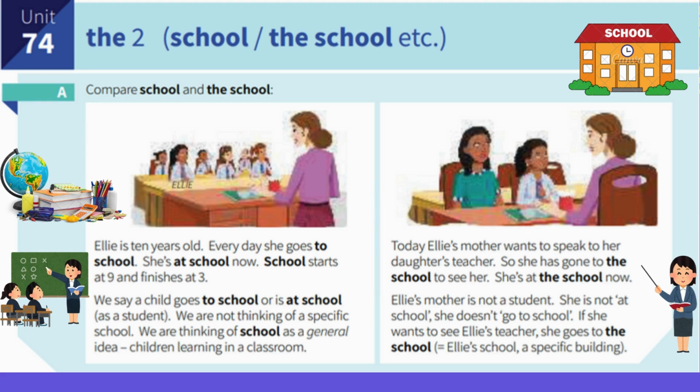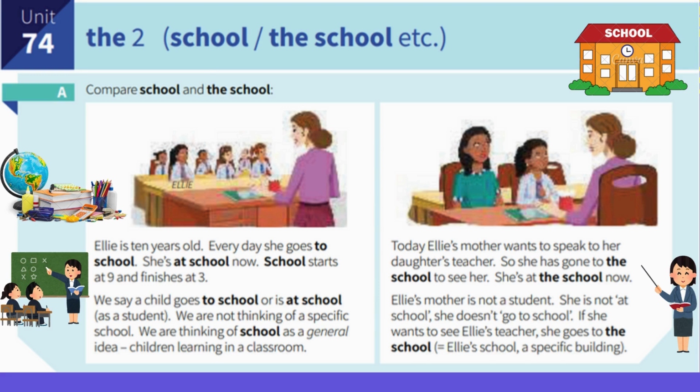For example, Ellie goes to school from 9 a.m. to 3 p.m. She loves being at school with her friends. Now look at Ellie's mom. She's not a student. She doesn't go to school like Ellie. Instead, she's visiting the school to talk to Ellie's teacher. Here, the school means a specific building or place, Ellie's school. For example, Ellie's mother goes to the school to meet the teacher. She is at the school now, waiting in the office.